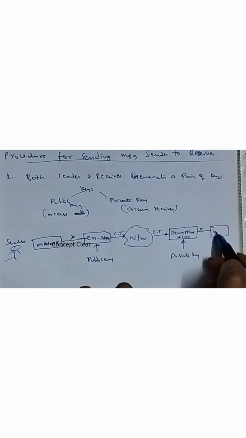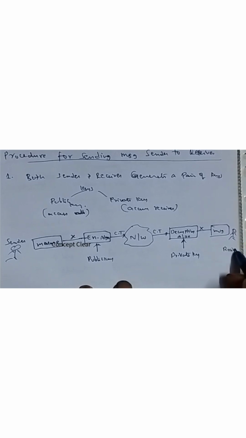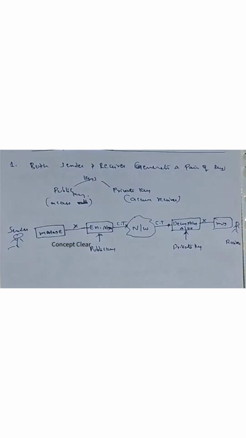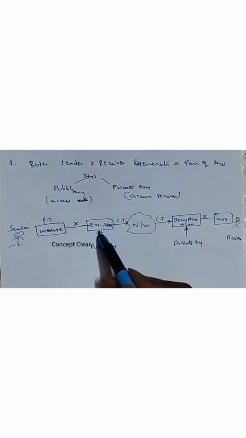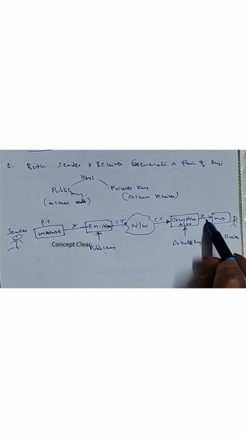That is the message at the receiver. Okay, the sender sends a plain text message X that is applied to the encryption algorithm with the help of the public key. After that, we get ciphertext. The ciphertext travels over the network, and at the receiver side it goes to the decryption algorithm with the help of the private key. The data is encrypted, then decrypted. We get the same original plain text. That message is delivered to the receiver side.